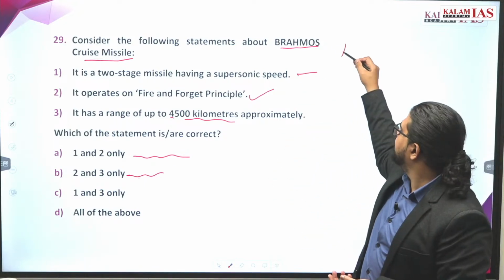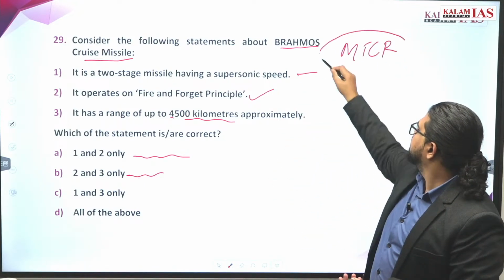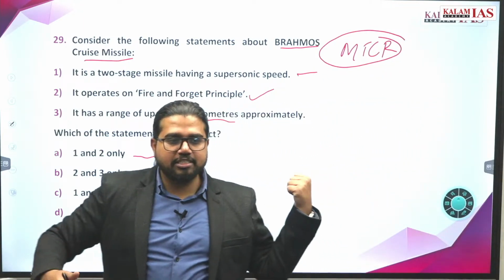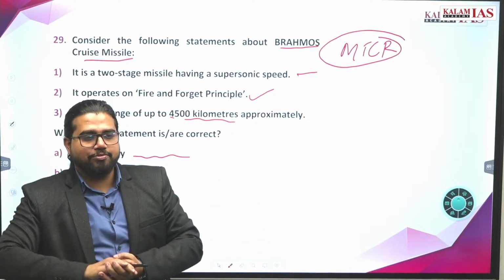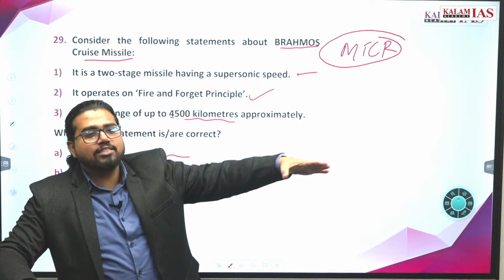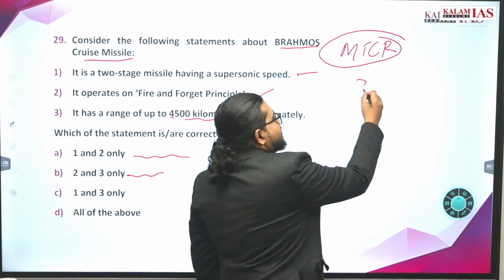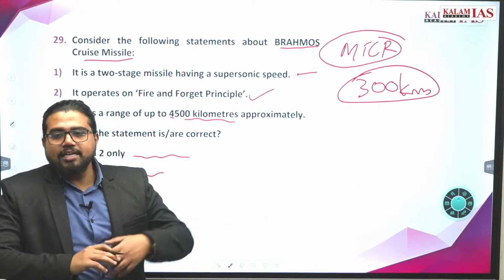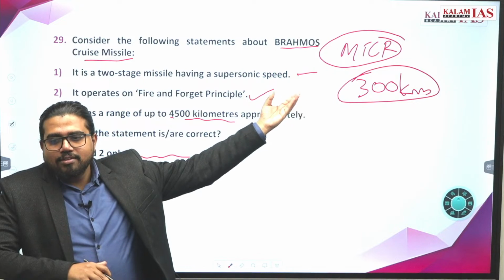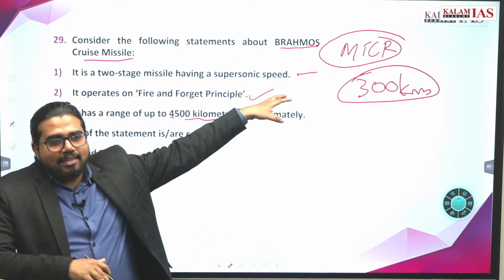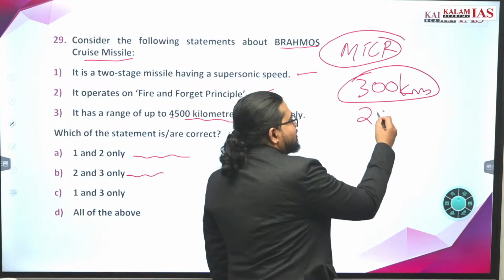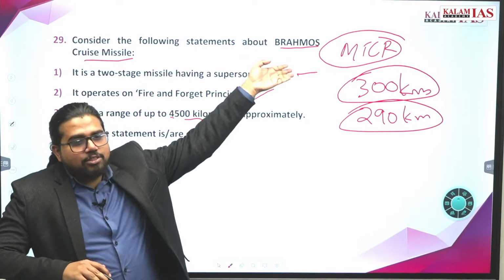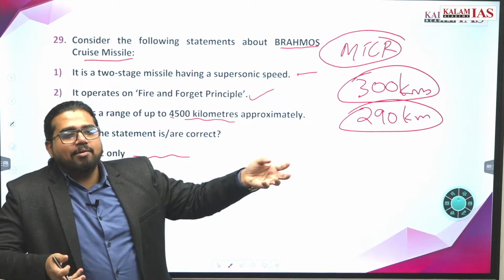Some years back, India joined MTCR. What is MTCR? Missile Technology Control Regime. Earlier, India was not a part of it. This group checks all technology transfer of missiles having a range beyond 300 kilometers. So when we were developing BrahMos, India was not part of this group, so we kept its range at 290 kilometers. Now India became part of it 2-3 years back, so BrahMos has the capability to upgrade.